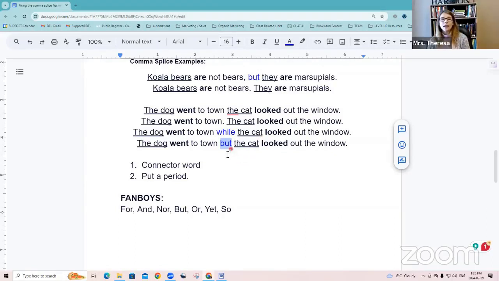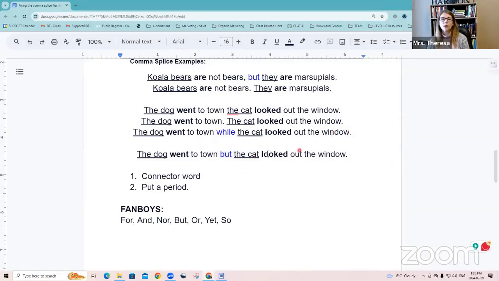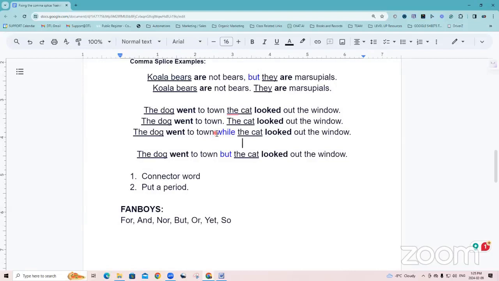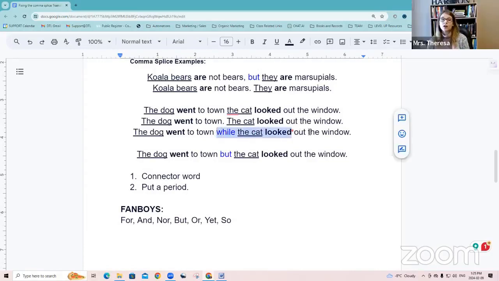Okay, let's take one last look at that same sentence and see how we can rearrange it. Now, there's this special thing that happens when we use connector words that are not fanboys. We can take the last half that starts with the connector word, and we can move it to the beginning of the sentence. And then we can put this first one at the end.